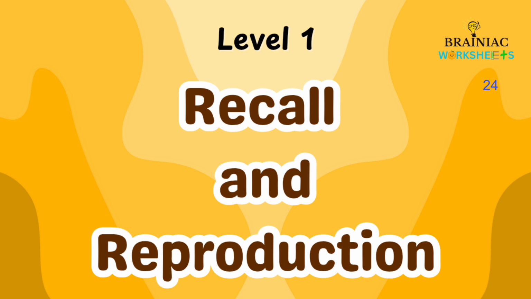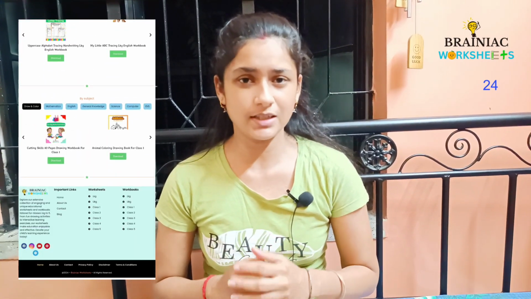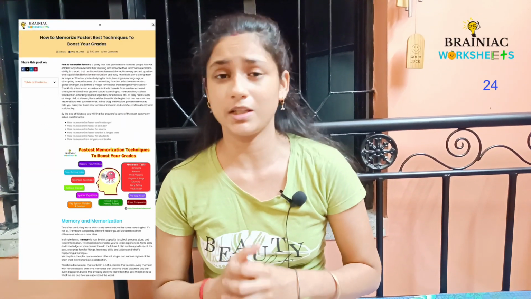Level 1, recall and reproduction. This is the most basic method which we use almost every day. We recall formulas, procedures, or something we have already learned before. I'm not going deep into this. If you want to know how to memorize fast, you can visit our website Brainiac Worksheets. There is already a blog uploaded on how to memorize faster. You can check that. Suppose you come across a question like, what's the answer of 5 into 6? Or what is the capital of India? So you just recall, yes, 5 into 6 is 30 and capital of India is New Delhi. So the process goes like this.